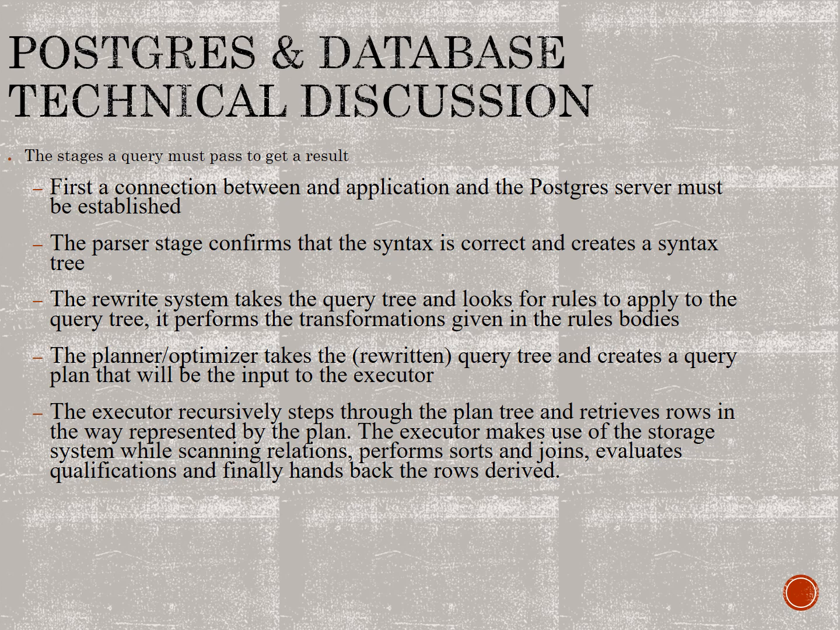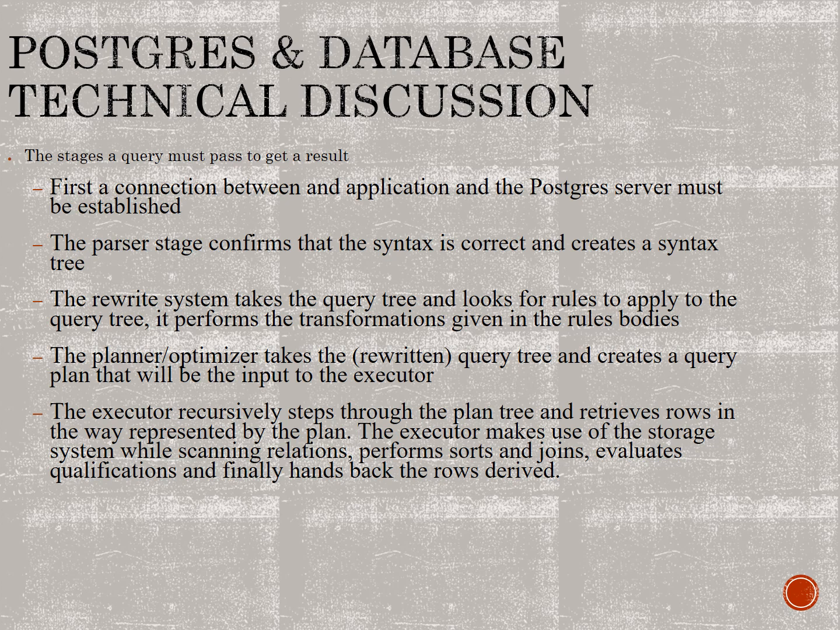Then, the parser stage confirms that the syntax is correct and creates a syntax tree. The rewrite system takes the query tree and looks for rules to apply to the query tree. It performs the transformations given in the rules bodies. The planner/optimizer takes a rewritten query tree and creates a query plan that will be the input to the executor. The executor recursively steps through the plan tree and retrieves rows in the way represented by the plan.